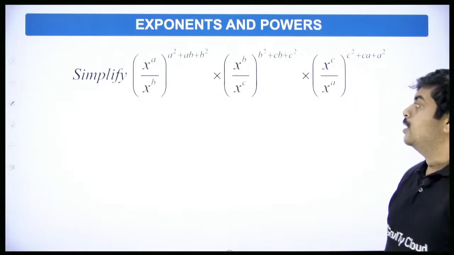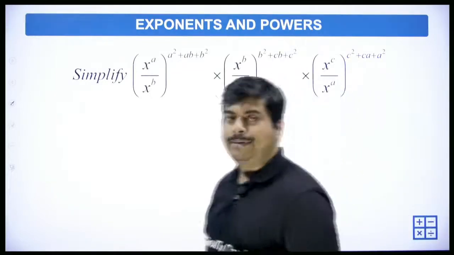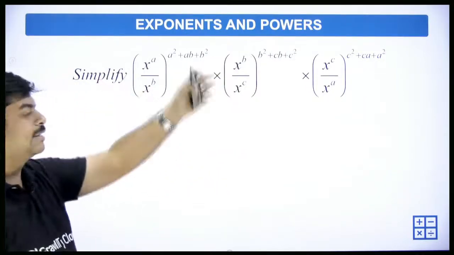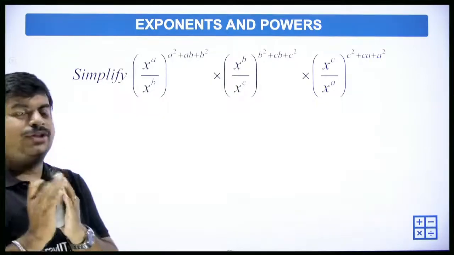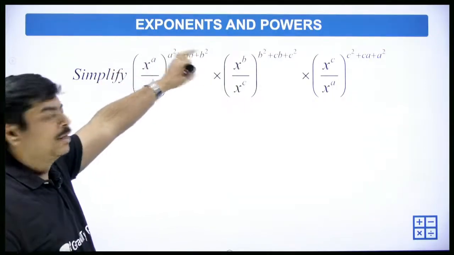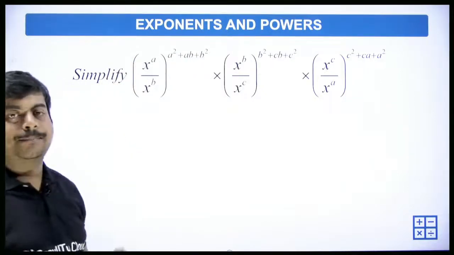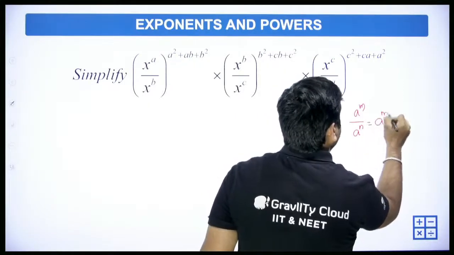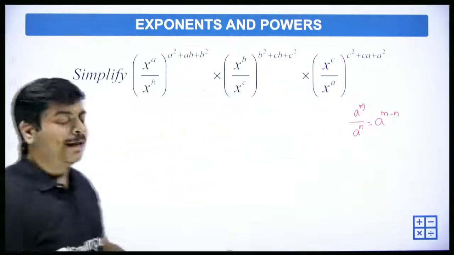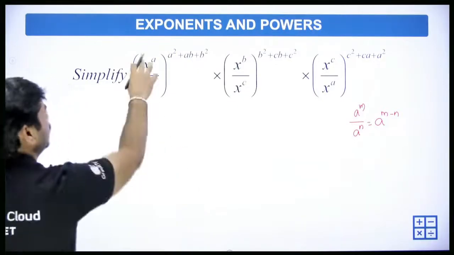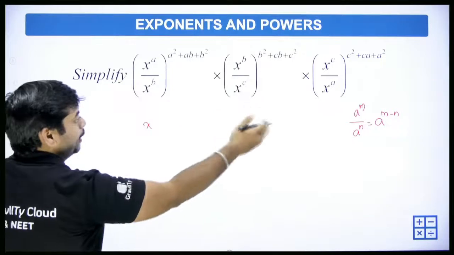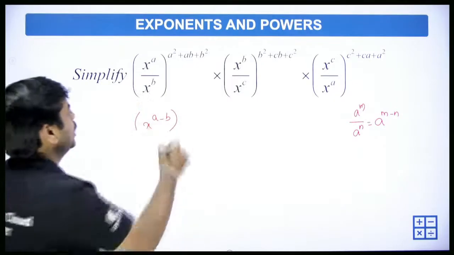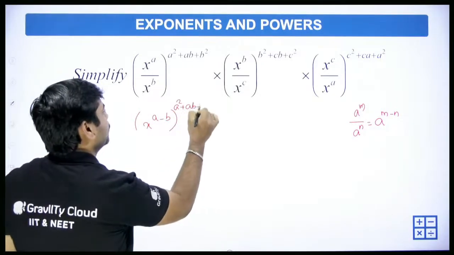Next one. We have a question here. Let's discuss some applications based on all this. X power a by x power b, whole power a square plus ab plus b square, and similarly we have the other two terms. The first thing is you need to solve this one. Forget about the power for now. X power a by x power b: we know a power m by a power n is equal to a power m minus n. So that will give you x power a minus b, whole power a square plus ab plus b square.